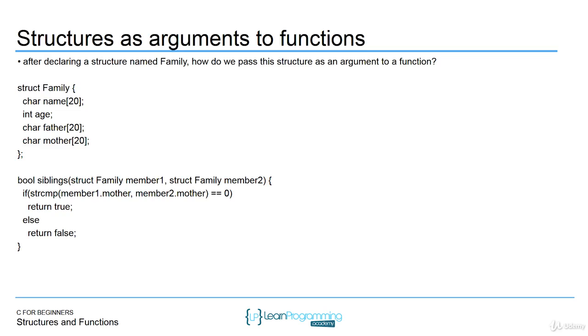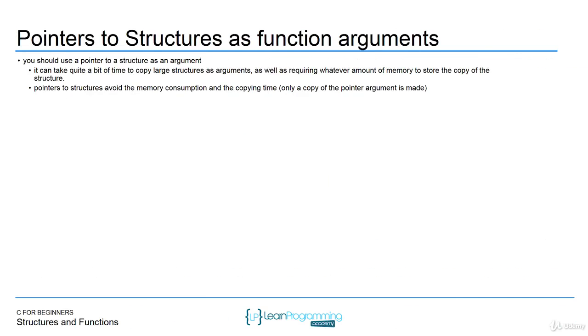strcmp is going to return zero, meaning equal, if they're the same. So what we're doing here is we're checking if member1's mother and member2's mother are the same. And if they are, we're going to return true. Because if they both have the same name, and that really would be the last name, then they're siblings. Pretty straightforward. Easy to pass arguments to functions, as long as the function declaration has that type struct in there. So this function, again, has two parameters, each of which is a structure of type family.